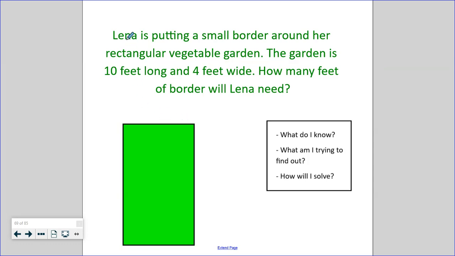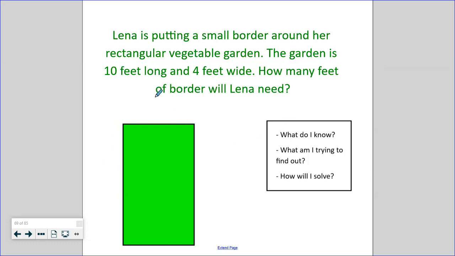Okay, so here's one. Lena is putting a small border around her rectangular vegetable garden. The garden is 10 feet long and 4 feet wide. How many feet of border will Lena need? Now, this one is not as clear what we're trying to find out, but let's go ahead and start with what we know. What do we know?